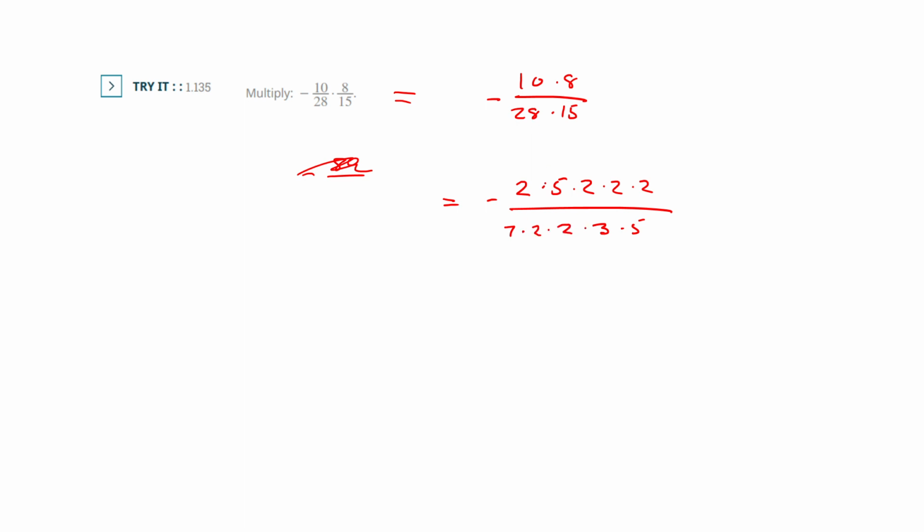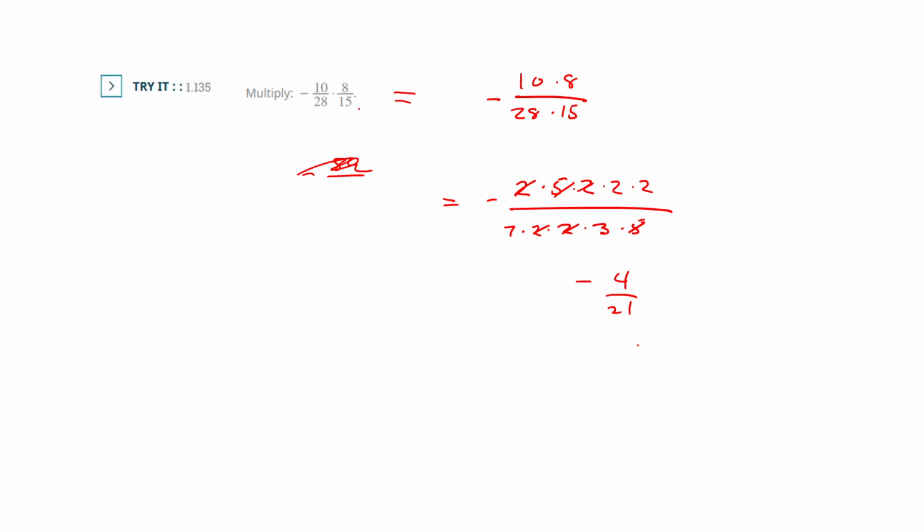I've broken down 28. Now everything is broken down, and I can cancel the pieces, the factors that match anywhere along the top or anywhere along the bottom, and I get -4 over 21. So if you leave it like this, you could have just reduced diagonally.